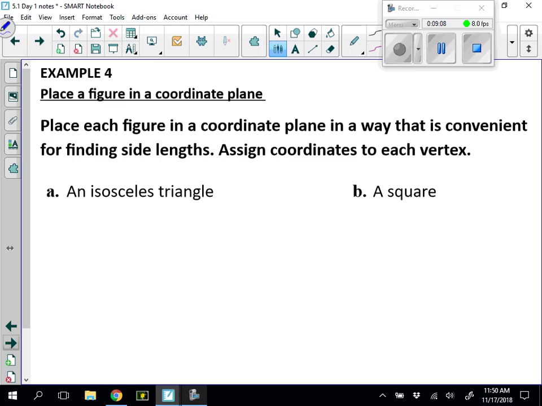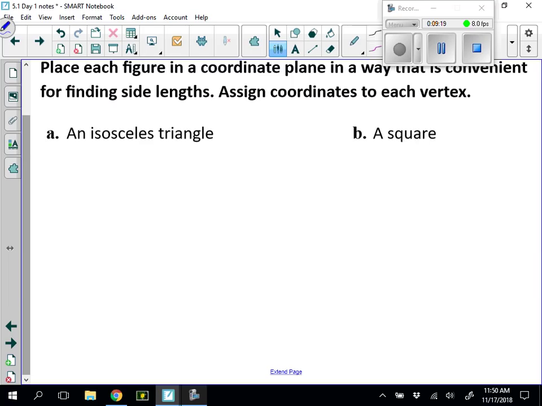Okay, next 2 examples, we are going to place each figure in a coordinate plane in a way that's convenient for finding side lengths. Assign coordinates to each vertex. All right, so an isosceles triangle. Both of these we're going to draw our own xy axis. So start by drawing, we're going to draw just quadrant 1. Okay, there's my xy axis. If this is isosceles, it has 2 congruent sides. So I'm going to start by putting 1 point of my isosceles triangle at the origin. So this is 0, 0.